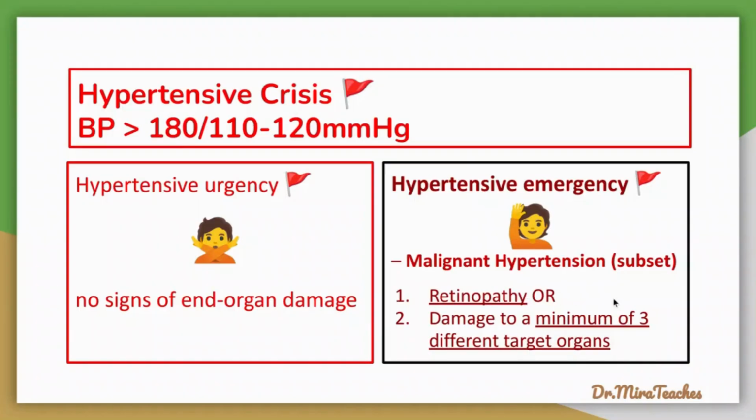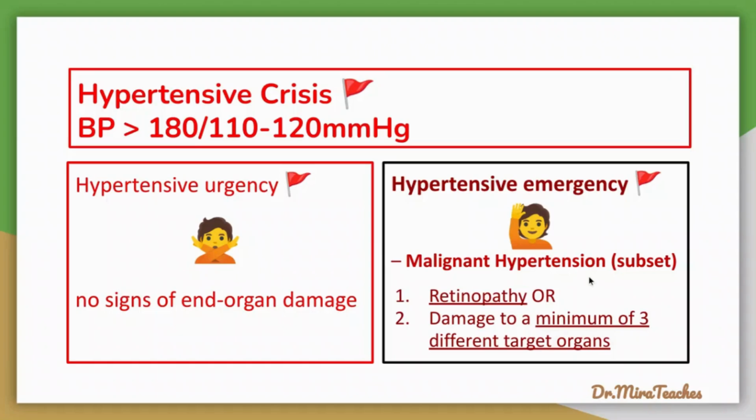Or in the absence of retinopathy, when there is no retinopathy, there is damage to a minimum of three different target organs. So maybe CNS, heart, and then maybe kidney. So damage to a minimum of three different target organs when there is no retinopathy picked up. That's when you say a patient has malignant hypertension.